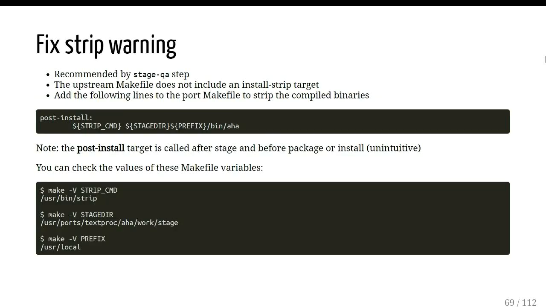We add a new line to our port's Makefile, post-install, and you run the strip command on that binary after it's been staged. If you want to know what the strip command does within your port, you can run make -V and then STRIP_CMD, and that'll show you what that variable actually is. So it's /usr/bin/strip. If you want to know what a variable like STAGEDIR is, you can do the same, and lastly for PREFIX as well. These all depend on the variables defined in your port, so it's a nice way to debug your port and see what these variables are going to expand to.